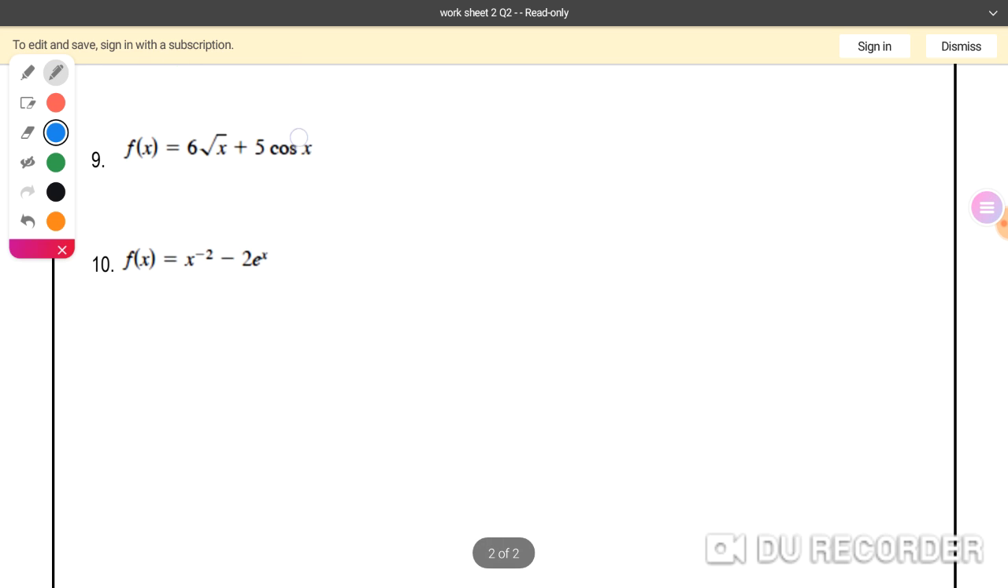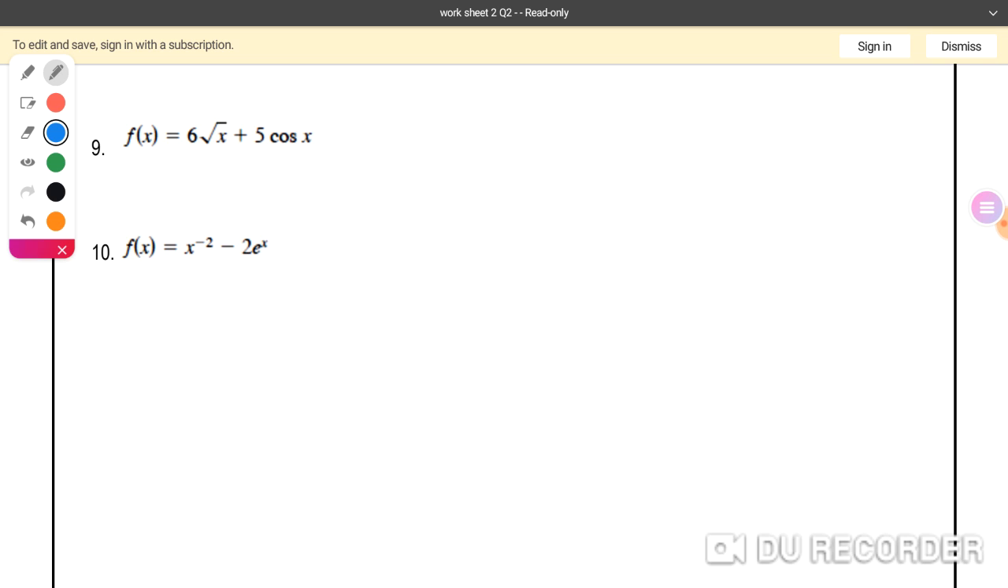Just apply the rule. Okay, for this one, how to find it? In this case, if I have a variable under the root, or a variable in the denominator, I need to rewrite the function to be ready to apply all of the rules which I learned before. Here f of x equals, I can rewrite it, 6x to power half. I don't need plus 5 because I have a rule.